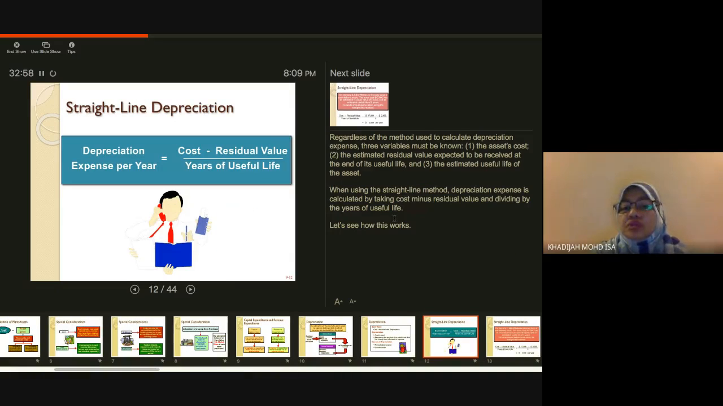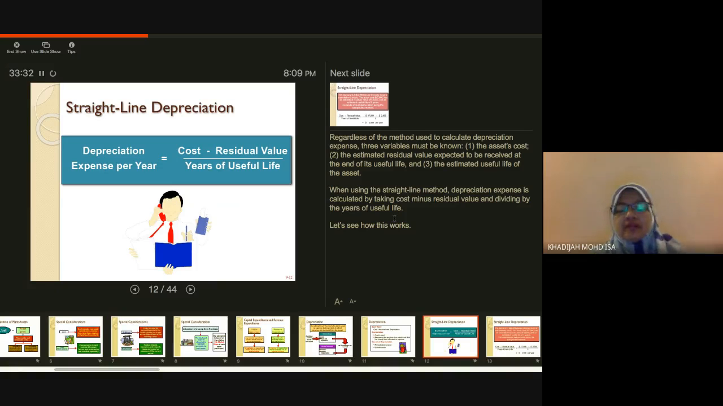So what we're going to use normally is straight line depreciation. To compute depreciation expense per year, it is the cost of the asset minus residual value, over years of useful life, right? With regard to the residual value, what does it mean? It means that after a certain period of time, the asset will still have a value of a certain amount. That's why you have to take into account this residual value.